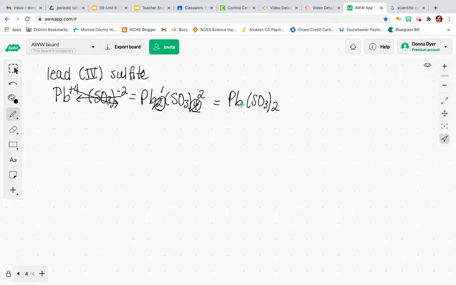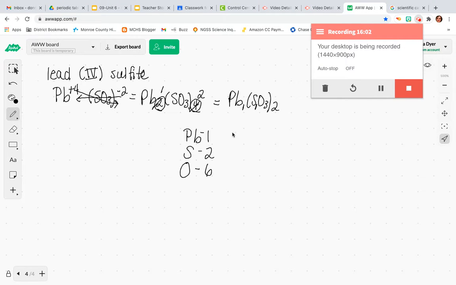Okay, once I have that formula, then I can do my molar mass. So I want to do the molar mass for lead 4 sulfite. So again, there's no subscript on the lead, so we know it's a 1, so there's 1 lead. Okay? There's no subscript on the S, so we know it's a 1. And then remember, we multiply what's inside the parentheses times what's outside the parentheses. So 1 times 2 is 2. Multiply what's inside the parentheses times what's outside the parentheses. So 3 times 2 is 6.